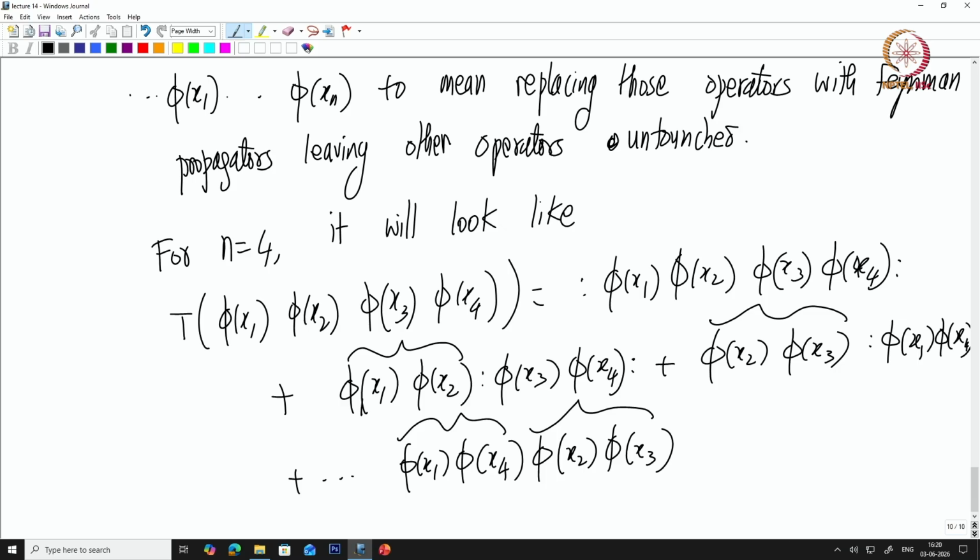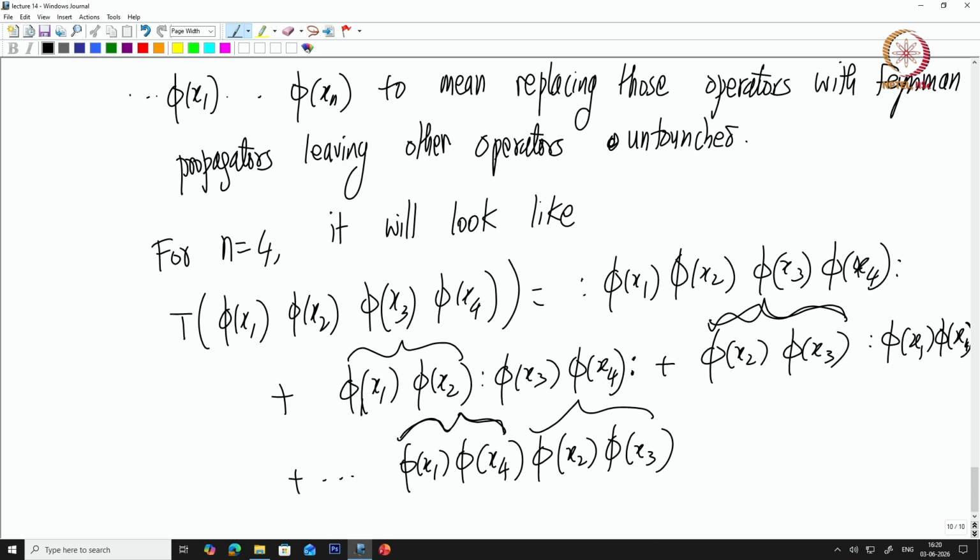So, this is the general definition, the generalization of Wick's theorem. The basic idea is that you can write any time ordered product in terms of the normal ordered product plus all possible contractions. This contraction is nothing but replacing it by a Feynman propagator, while keeping the other fields in normal order. Essentially you do not touch the other two fields.